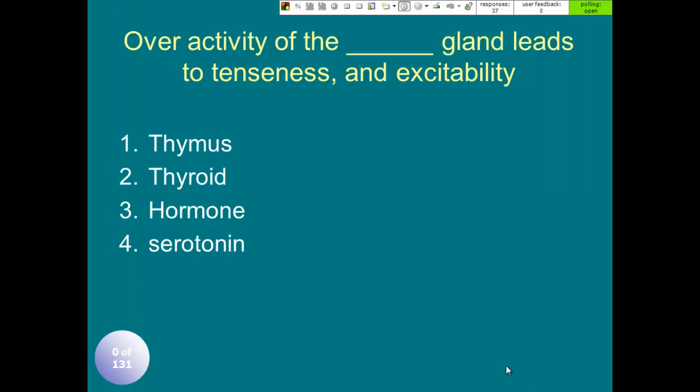Still with me? All right, still focusing. So if you drifted away, pull yourself back. For 1 point, overactivity of what gland leads to tenseness and excitability? Thymus, thyroid, hormone, serotonin. So there are 3 key words to this one.